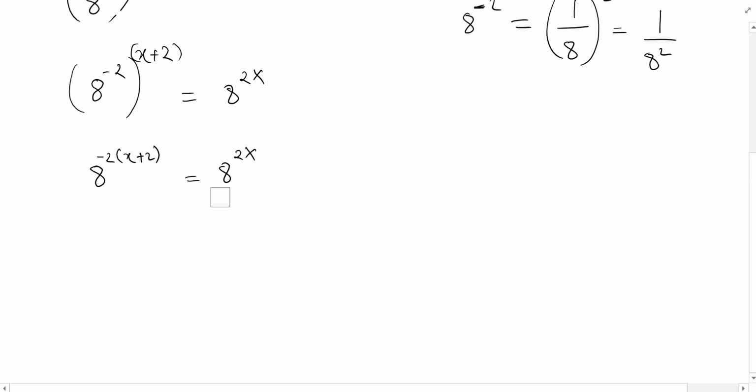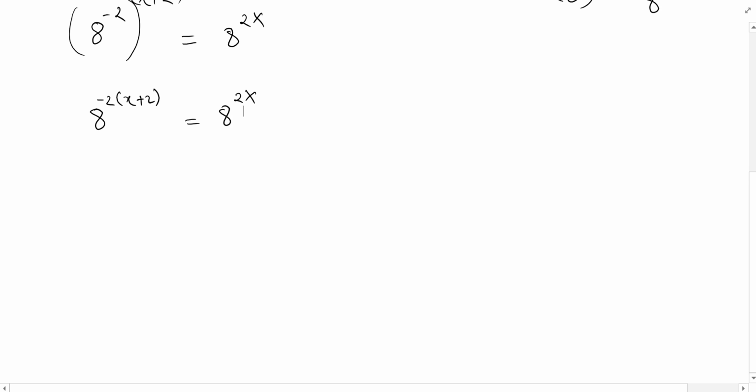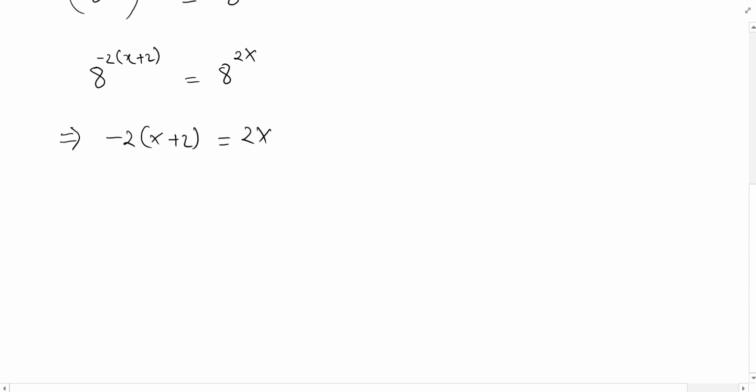So these two expressions must be equal if the base is equal. So they are equal if the powers are equal. Bases are already equal, so therefore the powers must be equal. So this equation implies that negative 2 bracket that power is equal to the power on the right hand side. Do you follow that? Alright, Mackenzie.